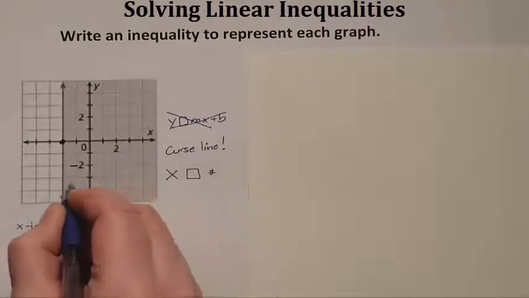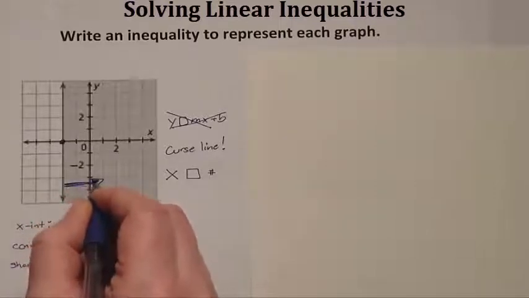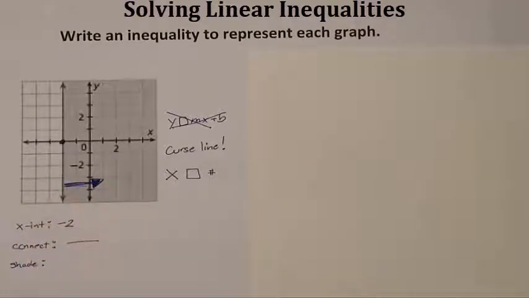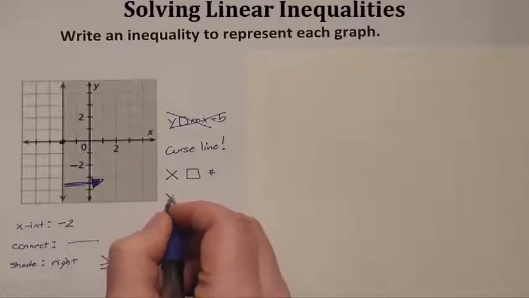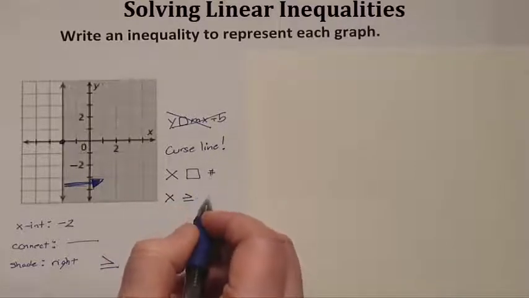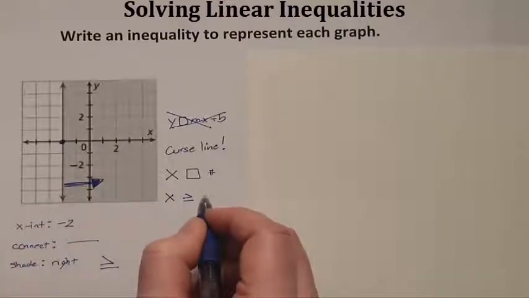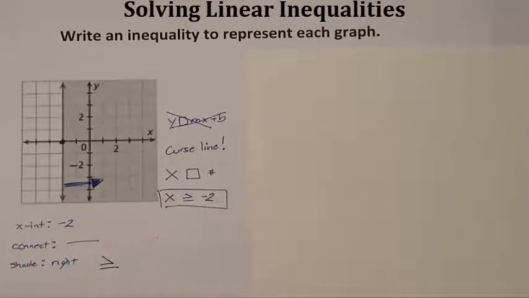So I notice my shading is everything that is actually to the right. Now remembering the one trick you learned in chapter 2, if you're shading everything to the right, your arrow points to the right. And if it's solid, it's solid. So this is the symbol for this. So I have x is greater than or equal to, what number did my line cross through? It crossed through at -2. Now, remembering the whole right business, that's only for curse lines. Do not do that for any other line. It's only for the curse line.